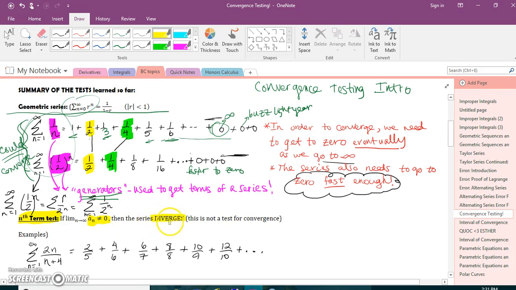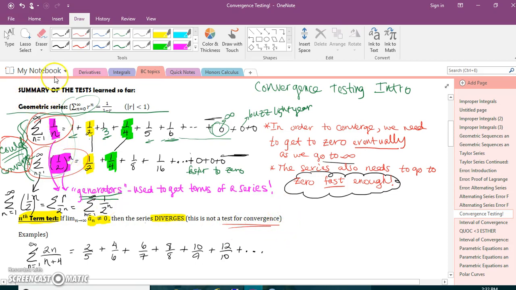That doesn't mean it converges. All it means is it's a candidate for converging. We're not sure if it converges for sure yet. So these are candidates for convergence, each of these, but we haven't done enough work to see if they actually do converge. Again, this is not a test for convergence. It's the first thing you're going to do to see if it even possibly could converge.